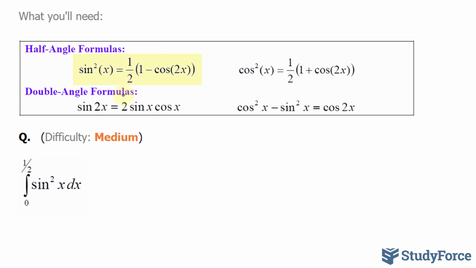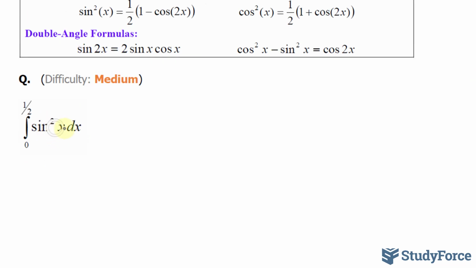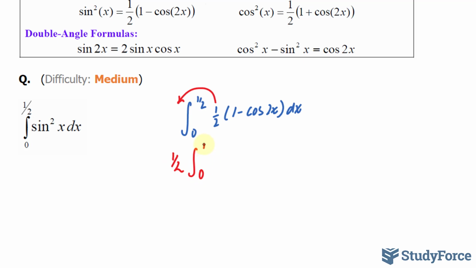Sine squared x is equal to half times 1 minus cosine 2x. So let's go ahead and change sine squared x into the following. And by doing that, it makes it easier to integrate. So we have the integral between 0 and half for 1 over 2 times 1 minus cosine 2x dx. The first thing that I'll do is pull out this 1 over 2 outside of the integral. And this gives me 1 over 2 times the integral between 0 and half, 1 minus cosine 2x dx.